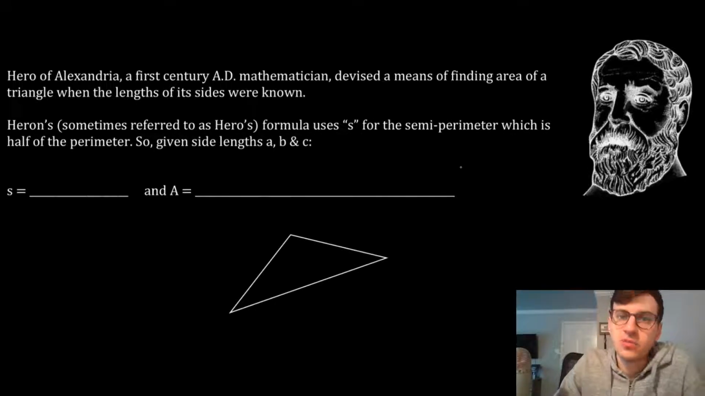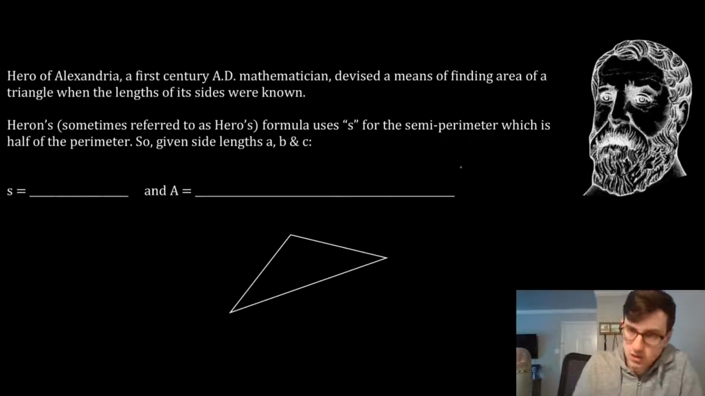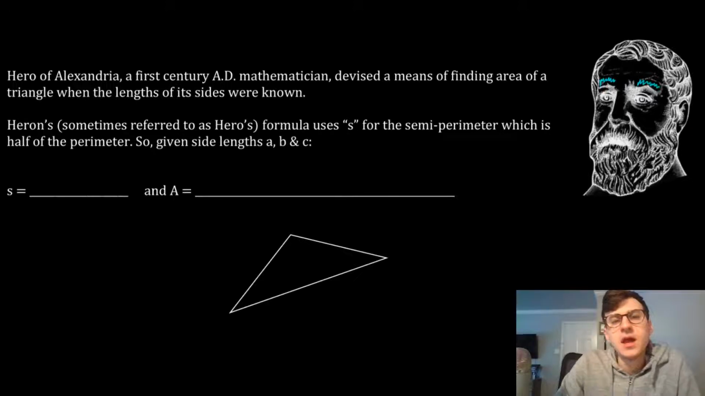Hero of Alexandria was a 1st century mathematician. Here he is over here. Stately looking guy. And among other things, he came up with what's called Heron's formula. Or maybe we should say he discovered Heron's formula, which is a formula that you can use to find the area of a triangle if you have all 3 sides.